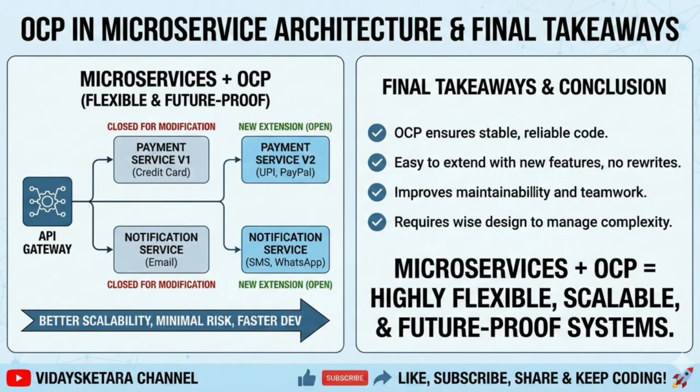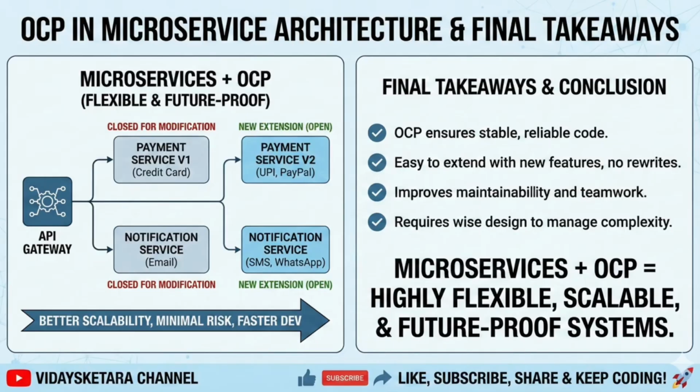of services. For example, if your application currently has a credit card payment service and tomorrow you want to add UPI or PayPal, you don't modify the existing service heavily. You simply create a new microservice or a new implementation and plug it into the architecture. The existing working service remains safe, stable, and untouched. This is OCP in action.